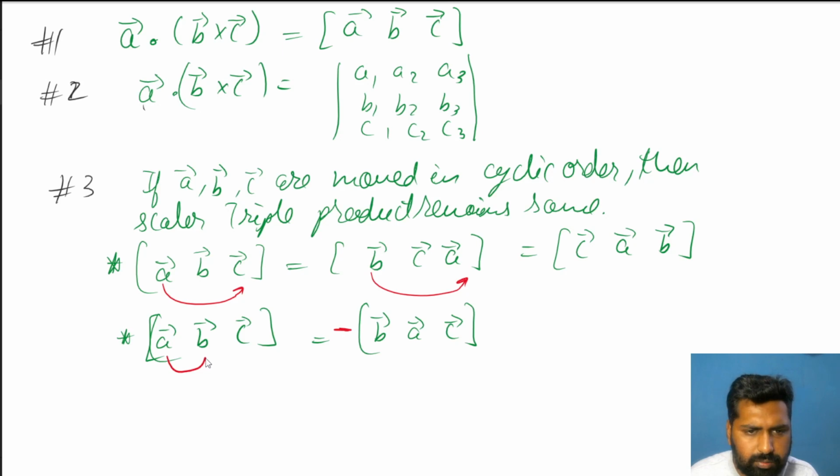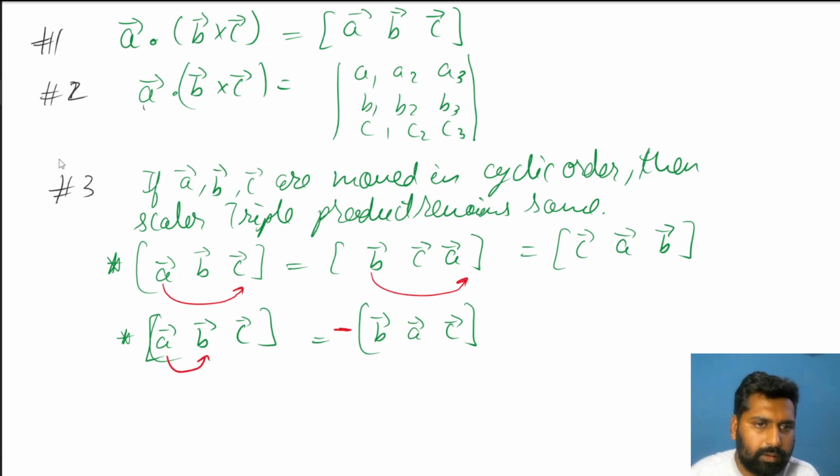See, this time I have not moved in cyclic order. I should have moved A after C, but I have put A between B and C. So in that scenario, this happens. Or you can understand it like this: if I'm writing B, A, C, then I'll write the component of the B vector first, then the A vector. If two rows are changed, again the determinant gets a negative sign.